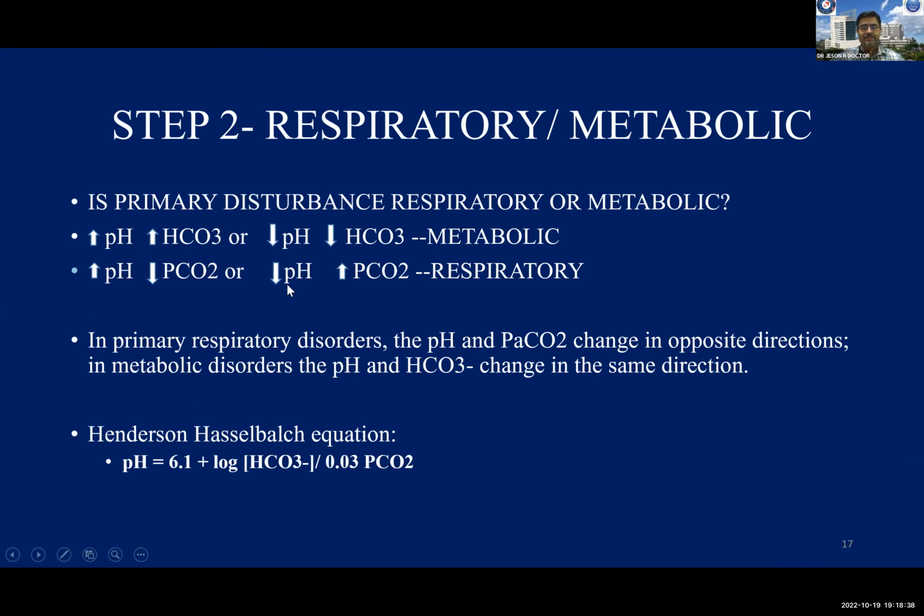So if your pH is acidotic and your carbon dioxide has moved in the opposite direction, it is respiratory pathology. And if your bicarbonate moves in the same direction as the pH, it is a metabolic derangement. This is given by the Henderson-Hasselbalch equation, that the pH is directly proportional to the bicarbonate and inversely proportional to the partial pressure of carbon dioxide. So in primary respiratory disorders, the pH and PCO2 change in opposite directions, and in metabolic disorders, the pH and bicarb change in the same direction.